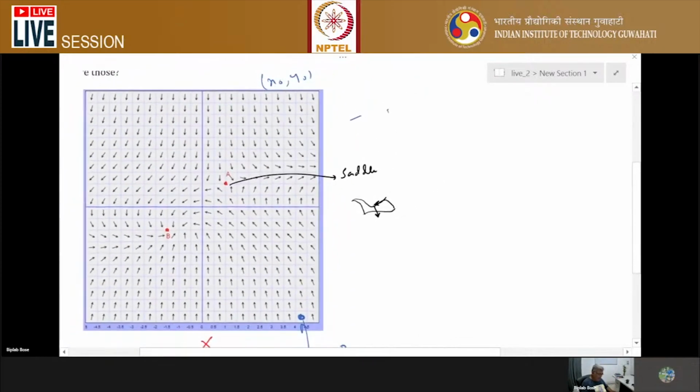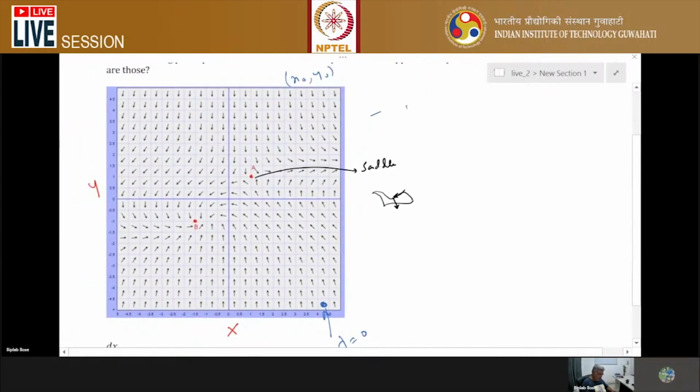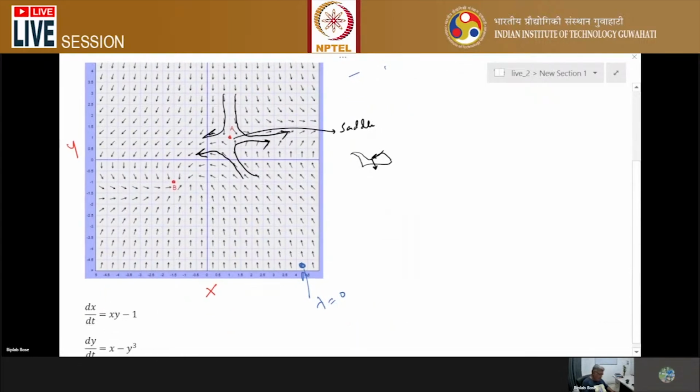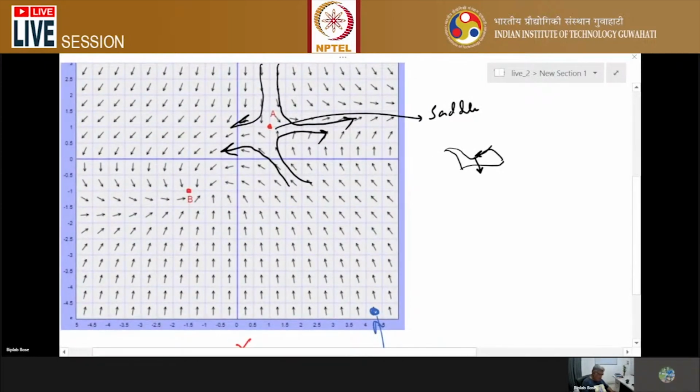Why is it called a saddle? Look at the trajectories. The trajectories are coming in and moving away. Trajectories come towards the steady state A and then move away. So this is a saddle. What about the other one? Just follow the arrows. All the arrows are collapsing at B. B is a steady state.